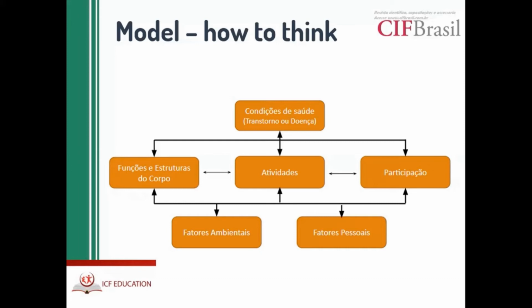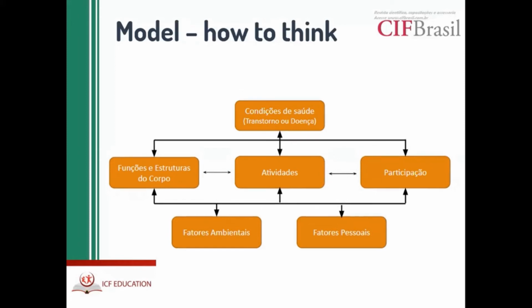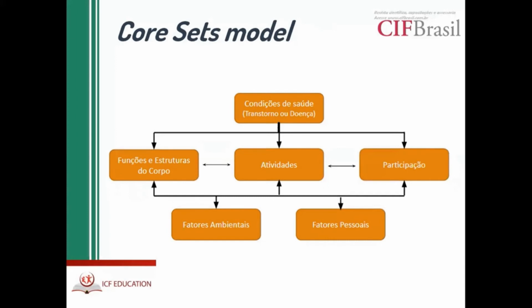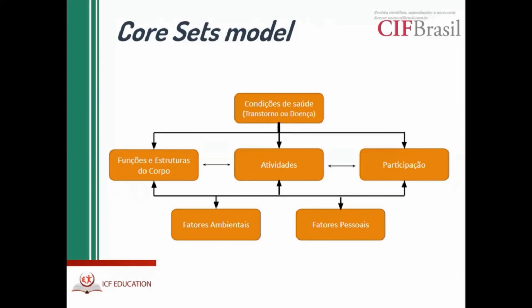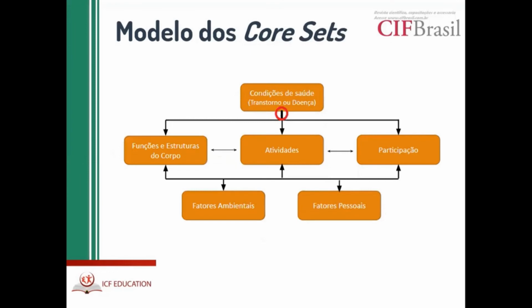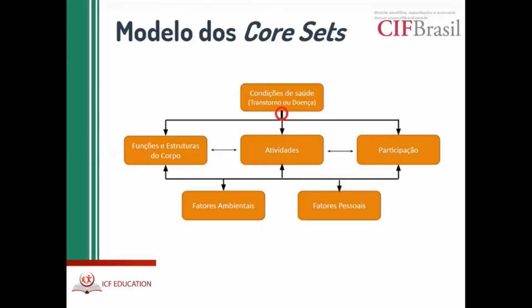I'd like to show one point. Is there any difference between this model and this model? This is the biopsychosocial model. This is the core set model. Can you see any difference between them? The difference is this red balloon. The real model is multidirectional. So this is not the biopsychosocial model.